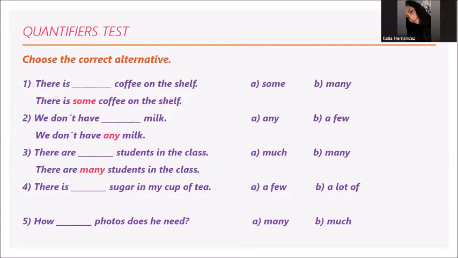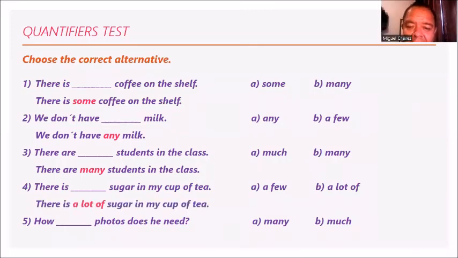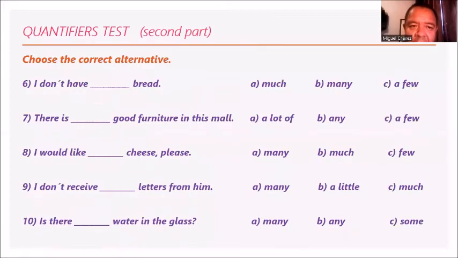There is a few sugar in my cup of tea. Not exactly, Katia. Because sugar is uncountable, we cannot use a few. Okay. Number 5, please. Another volunteer. How many photos does he need? Okay, that's great. Thank you, Atsiri, for your answer for number 5.